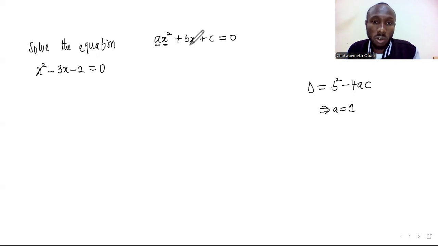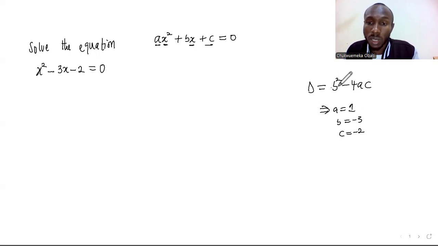Then my b is the coefficient of x. What's the coefficient of x here? You can see that is just -3. So b is going to be -3, right? You want to pick the numbers and their signs. Then my c is the constant term. What's the constant term here? That is going to be -2. So c is -2.